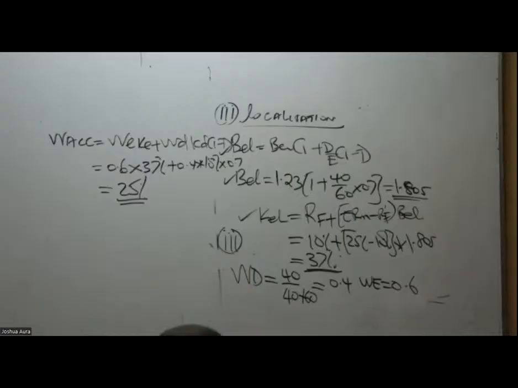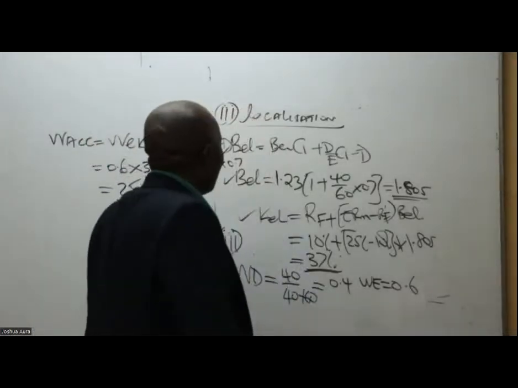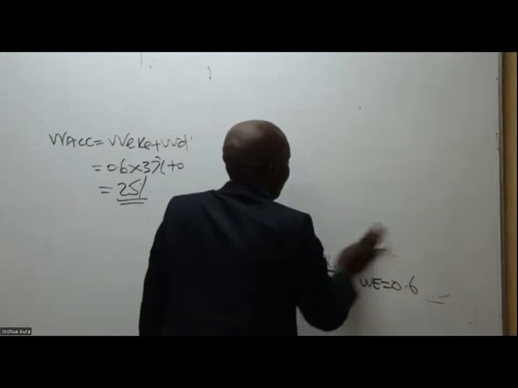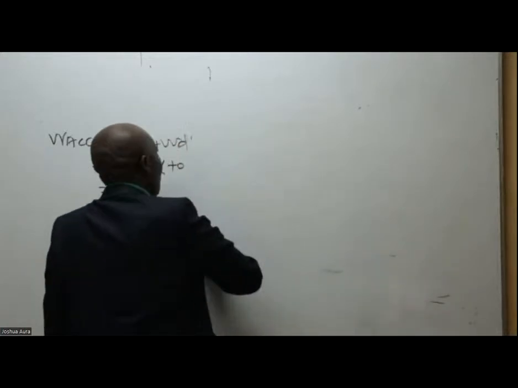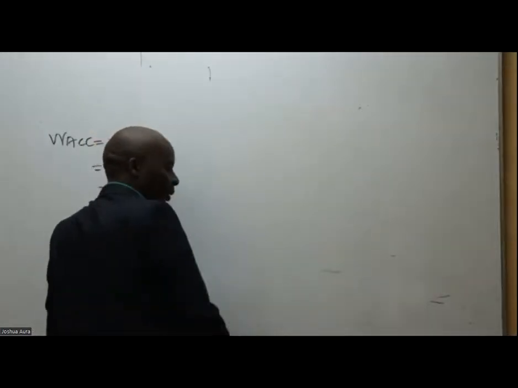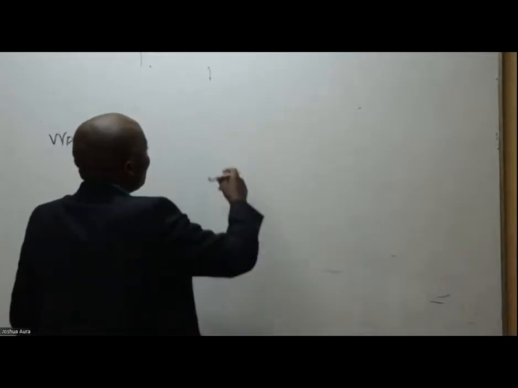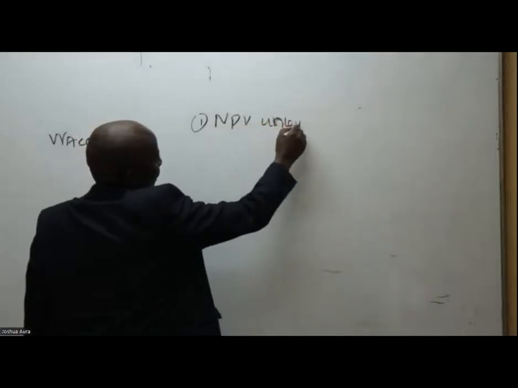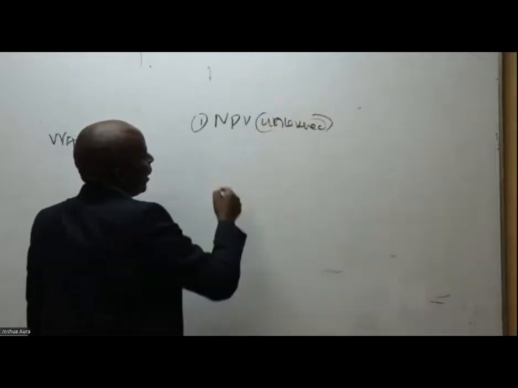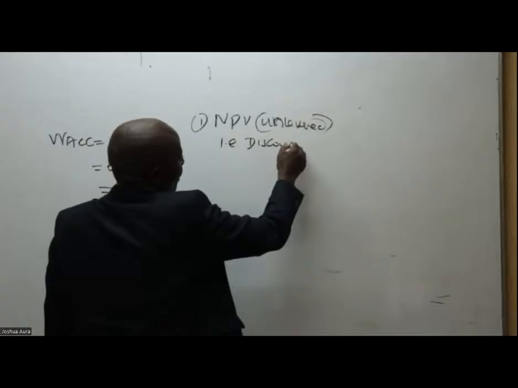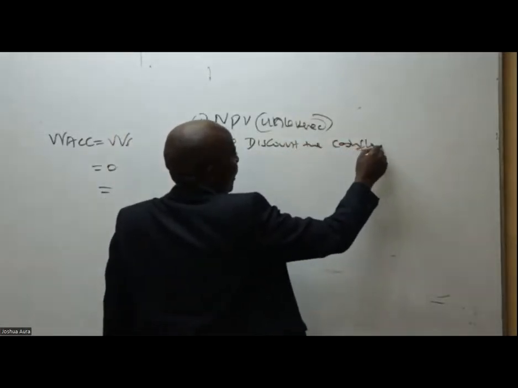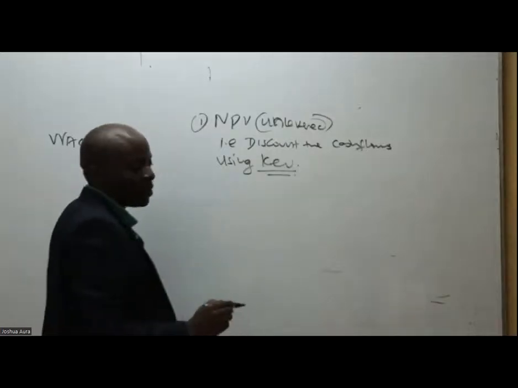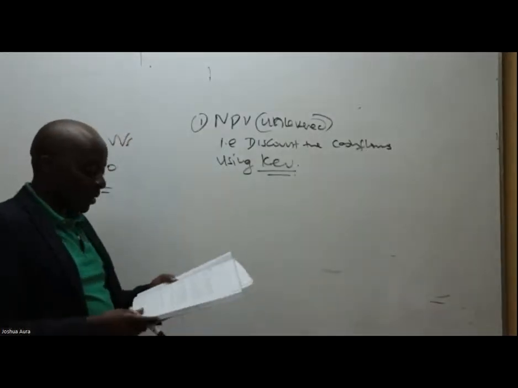Remember, ladies and gentlemen, that the first step of net present value, not net present, but adjusted present value, the first step number one is to give us NPV unlevered, i.e. discount the cash flows given using Ke, the cost of equity of the unlevered firm.